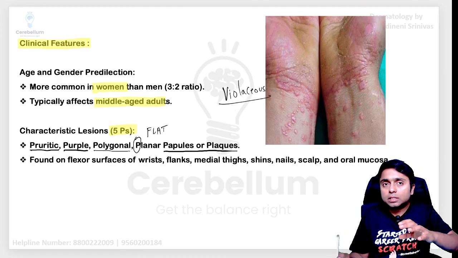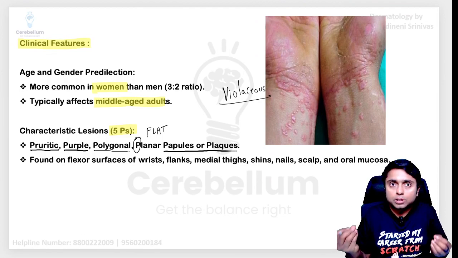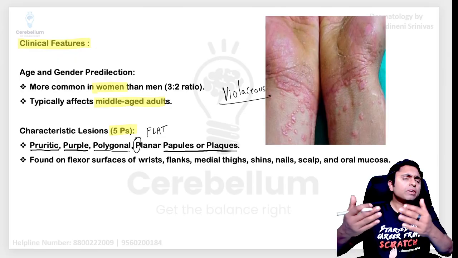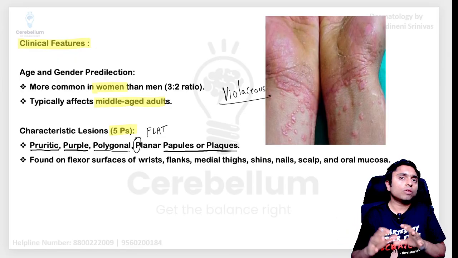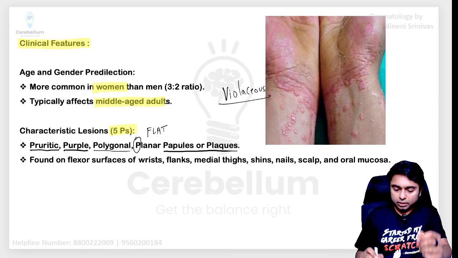Why am I telling you this? Because there is a possibility this could be asked as a 15 marks long answer question also, where they will give you various clinical features of the skin lesions and they may ask you a question. So you should be prepared for that also.